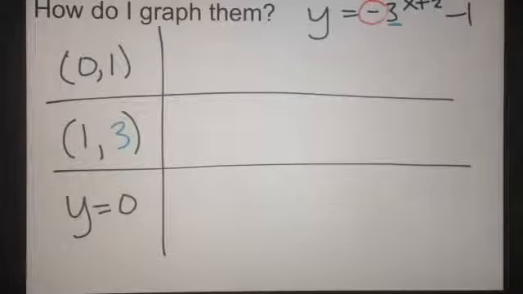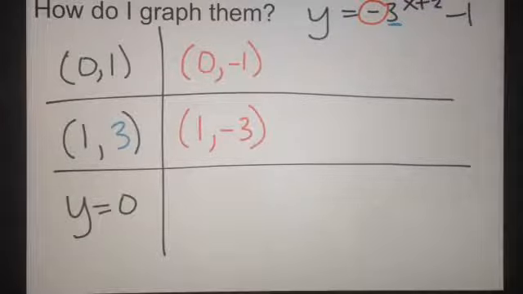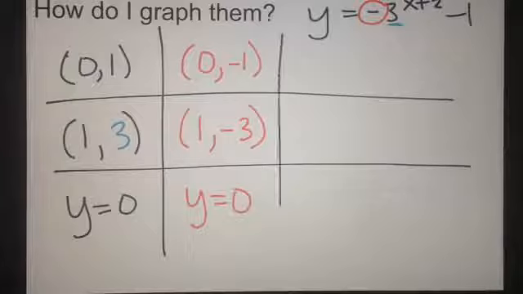The first transformation I see is a flip. That's going to take the y-coordinate and change the sign. So the y-coordinate of 1 is going to become -1. The y-coordinate of 3 is going to become -3. If I flip, that asymptote has not changed at all because it was exactly in the middle. So y equals 0 is not affected by a flip.